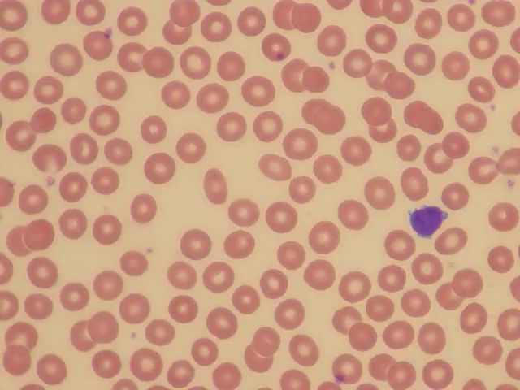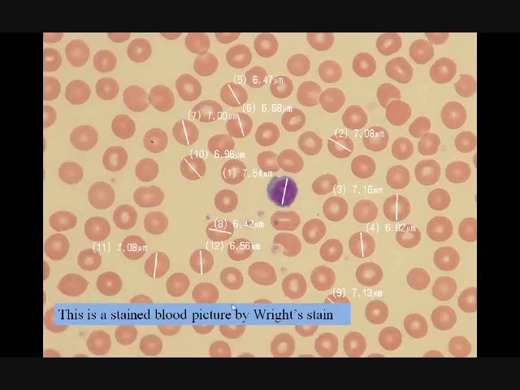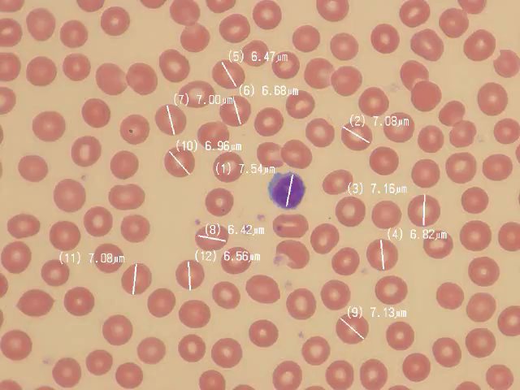When we look at this slide, we see that we can find a normal small lymphocyte and use it to help us to determine the size of the red cell. This is a stained blood picture with Wright stain. We have the measurements of several of the red blood cells on this picture, reading from about 6.47 to about 7.154. These are all normal because we know that a red blood cell is normally about 7 microns.